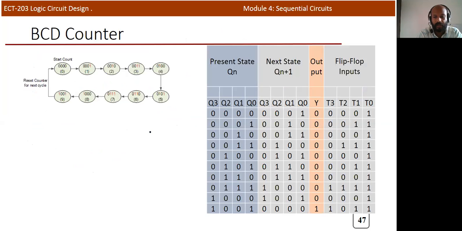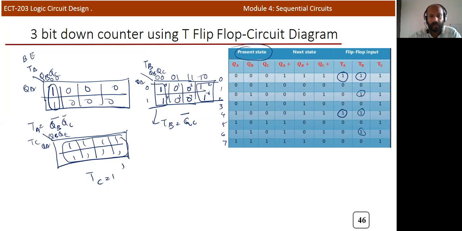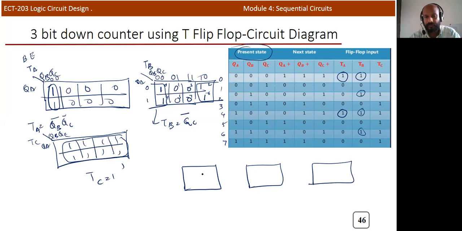Now we need to implement this particular circuit. For the implementation, we require 3 T flip-flops. This is TA, and this is TB, and this is TC, and the clock signal also. So we need to connect the clock. This is QA, and this is QB, and finally QC. Okay, this is QA bar, this is QB bar, and this is QC bar.